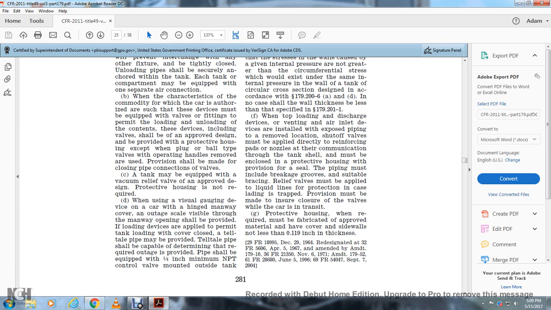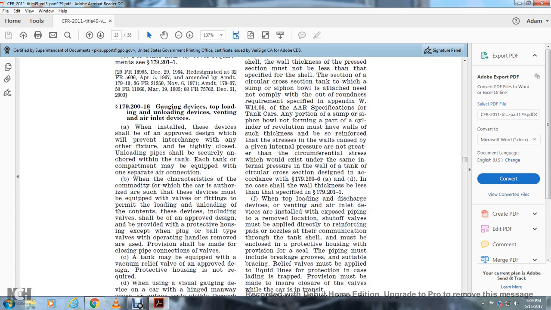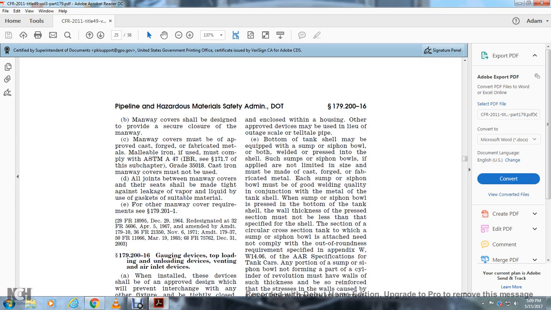The telltale pipe shall be equipped with a 1/4 inch minimum MPT control valve mounted on the outside of the tank and enclosed within the housing, and other approved devices may be used in lieu of the outage scale and telltale pipe. The bottom of the tank may be equipped with a sump or siphon bowl, either welded or pressed into the shell.